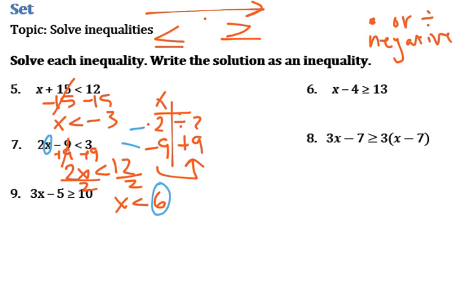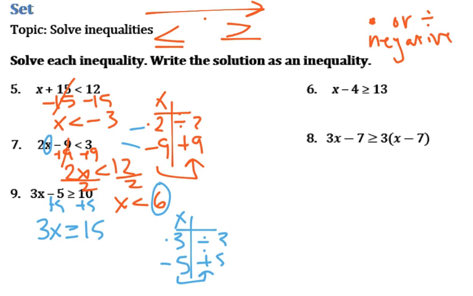So, number 9, same idea. What's happening to x? We'd first times by 3, then subtract 5. So we are going opposite, add 5, divide by 3. So add 5 to both sides. We get 3x is greater than or equal to 15. Divide by 3. We get x is greater than or equal to 5.